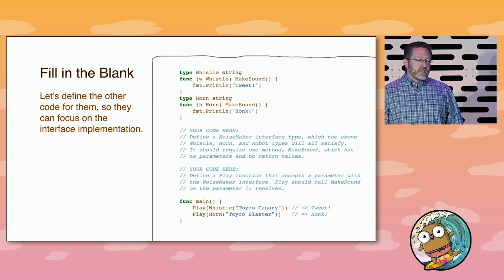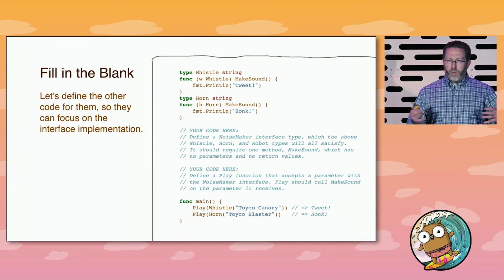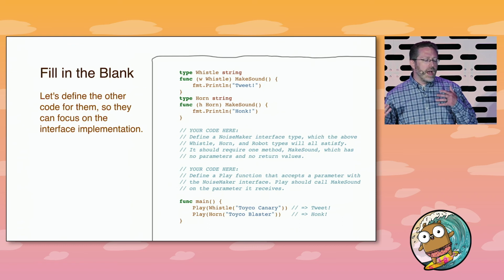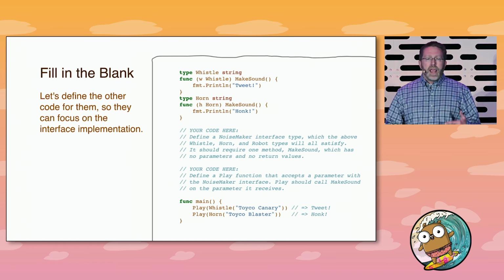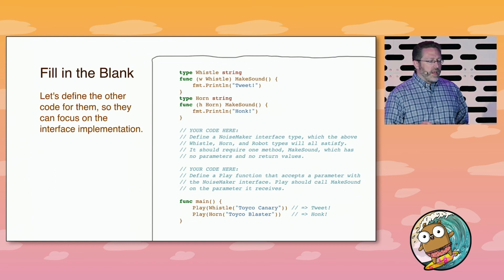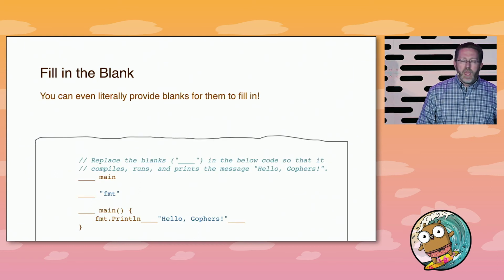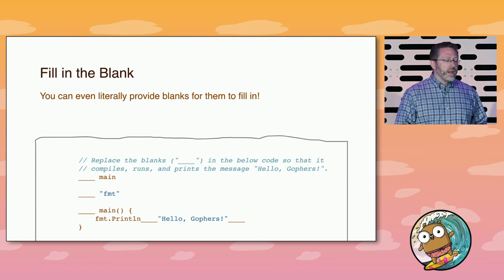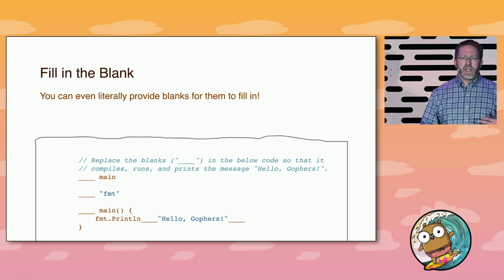One way to do that is a fill-in-the-blank type exercise. You write the type up for them, you write the methods that they're going to write an interface for, and their only job is to create the interface type and maybe a function that relies on that interface. You can even literally provide blanks for the reader to fill in if what you're doing is more syntax-based.